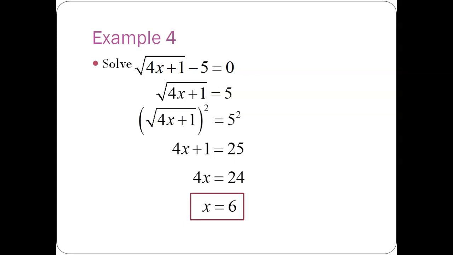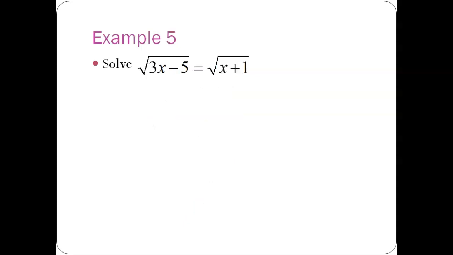All right, let's do some examples where there's more than one square root. So for this one, we have the square root of 3x minus 5 equals the square root of x plus 1. Now notice here that we have the square root by itself on either side. So we can actually jump right into squaring both sides. So that means we have the square root of 3x minus 5 squared, and the square root of x plus 1 squared, and the squares and the square roots will cancel each other out. That means that we're left with 3x minus 5 equals x plus 1.